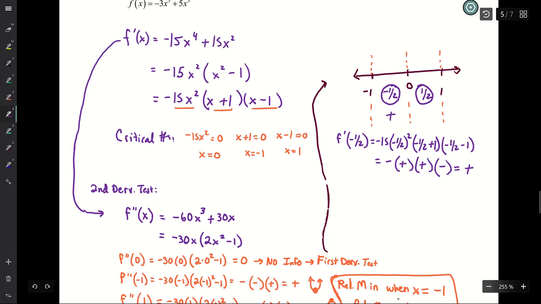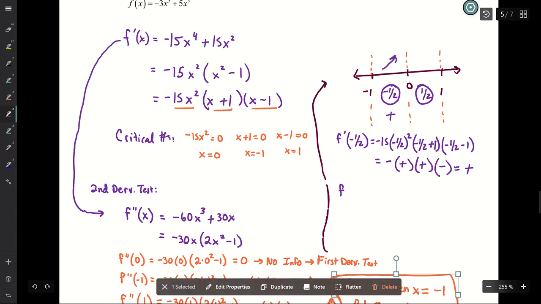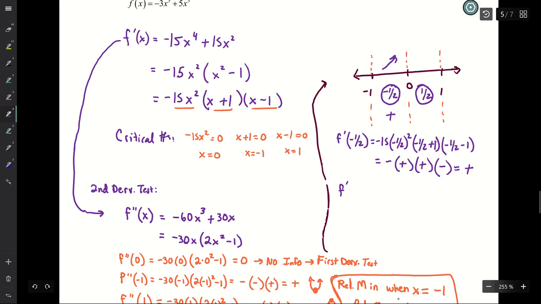So this being positive means I'm increasing on this side. Then I'm going to evaluate that first derivative at +1/2. Same idea here. So I'll have -15 and then 1/2 all squared, and then 1/2 plus 1, and then 1/2 minus 1.